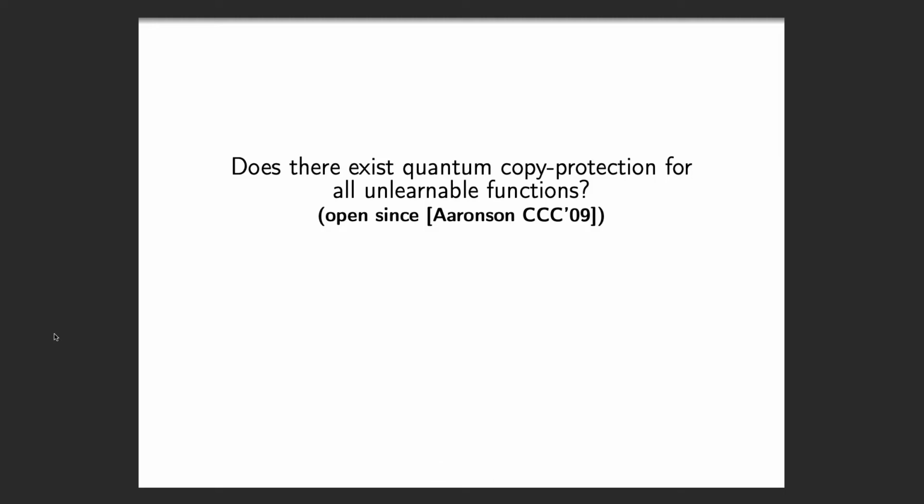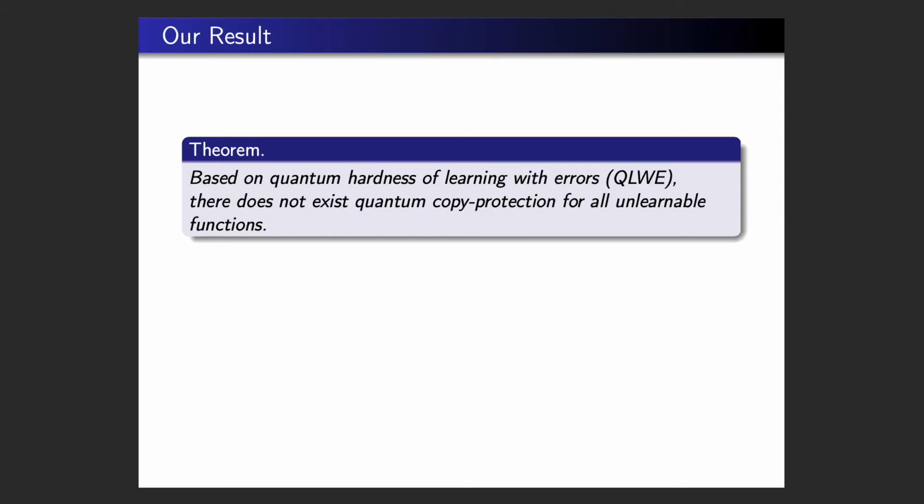So a natural question that came out of Aaronson's work was whether there exists quantum copy protection for all unlearnable functions. For learnable functions, it's easy to see that this notion doesn't exist. But whether this primitive exists for unlearnable functions was still open. And in this work, we show that in fact there is a contrived class of unlearnable functions for which you cannot design any quantum copy protection scheme. And this is a conditional result because we base this result on a cryptographic assumption. So we show that there doesn't exist quantum copy protection for all unlearnable functions, and we base this result on the quantum hardness of learning with errors.